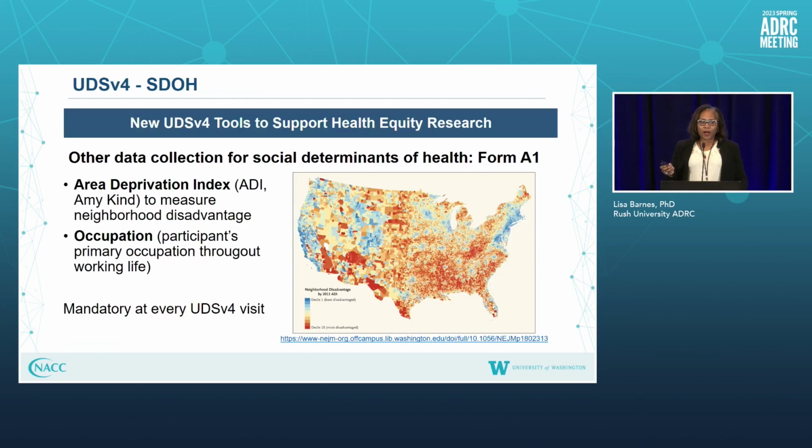So there are other exciting opportunities to collect health equity data in UDS. We always had the ADI on that Form A1 that's still there to measure neighborhood disadvantage. We're going to ask about the participants' primary occupation throughout their working life. So this is all going to really expand our look into how these determinants are impacting health.